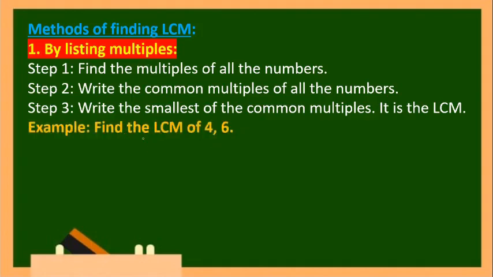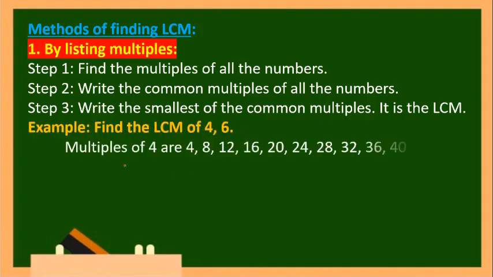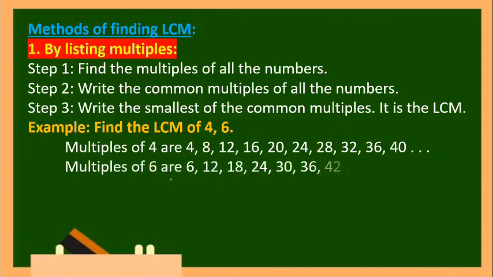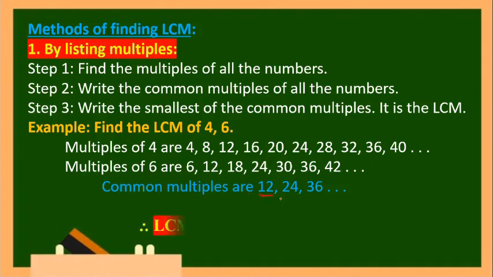Let's see one example. Find the LCM of 4 and 6. Multiples of 4: 4, 8, 12, 16, 20, 24, 28, 32, 36, 40 and so on. Same way, multiples of 6. Now from this, what are the common multiples? Yes, 12, then 24, then 36 and so on. Now what is the least one? Yes, the least common multiple is 12. So LCM of 4 and 6 is 12. So this is the method of listing multiples.